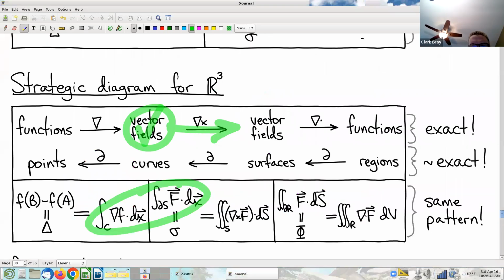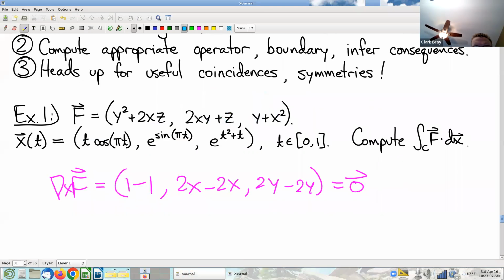Okay, all right, so we took the curl, we got 0. Let's go back to our diagram. What does that tell us? We got 0, and that tells me that there is an anti-gradient. And so that tells me that I can use the fundamental theorem of line integrals if I want to. That's on the table. That's valid.